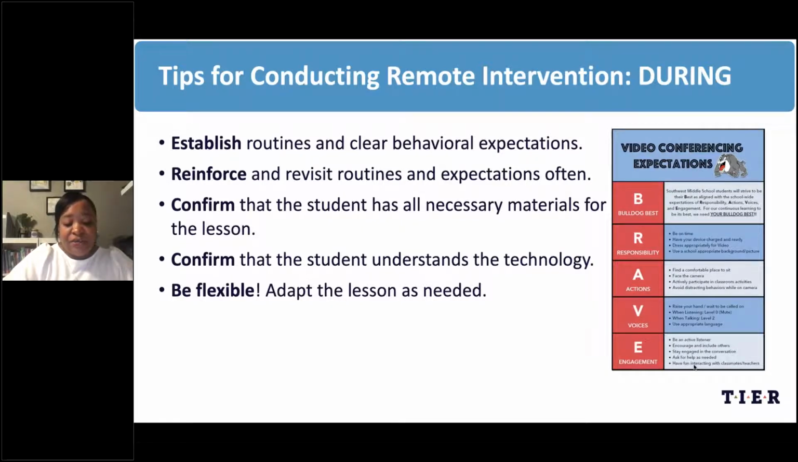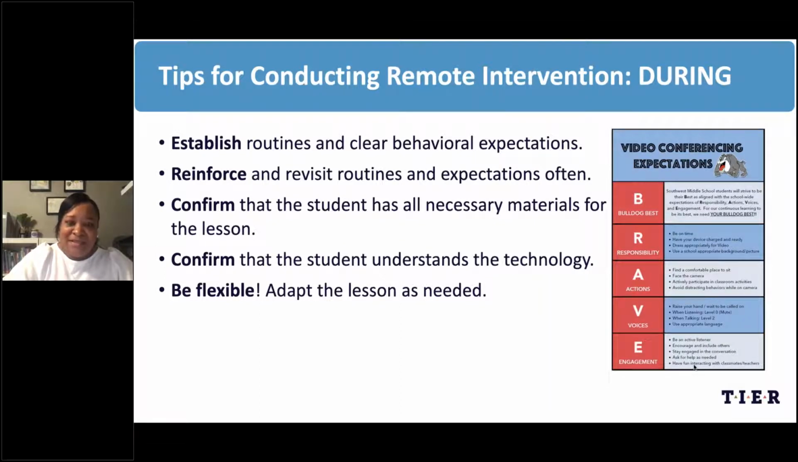During your first intervention session with students, you want to establish clear routines and behavioral expectations. For example, how does the student raise their hand during instruction? In subsequent sessions, take the time to reinforce those expectations and reinforce the routines that are in place. Next, you want to confirm that the student has all necessary materials and understands how to use the technology. Be flexible, adapt the lesson as needed, and realize that technical glitches are a part of remote learning.